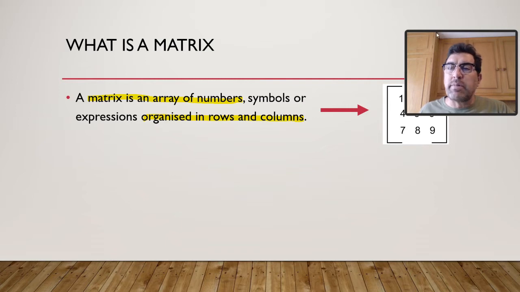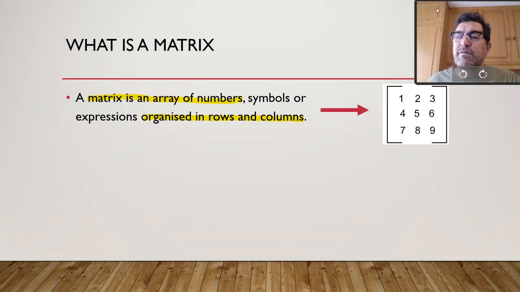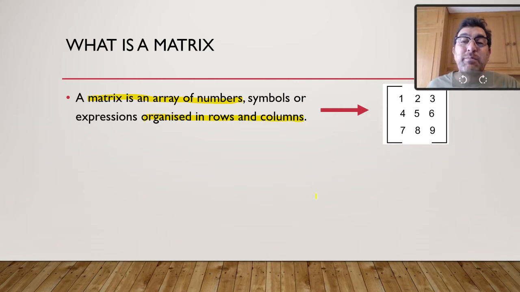Okay, so an example of that would be the matrix that looks like this. It has 3 rows and it has 3 columns. So if it's arranged in that order, we call it a matrix. It is an array of numbers or objects or whatever we want to talk about, arranged in rows and columns.